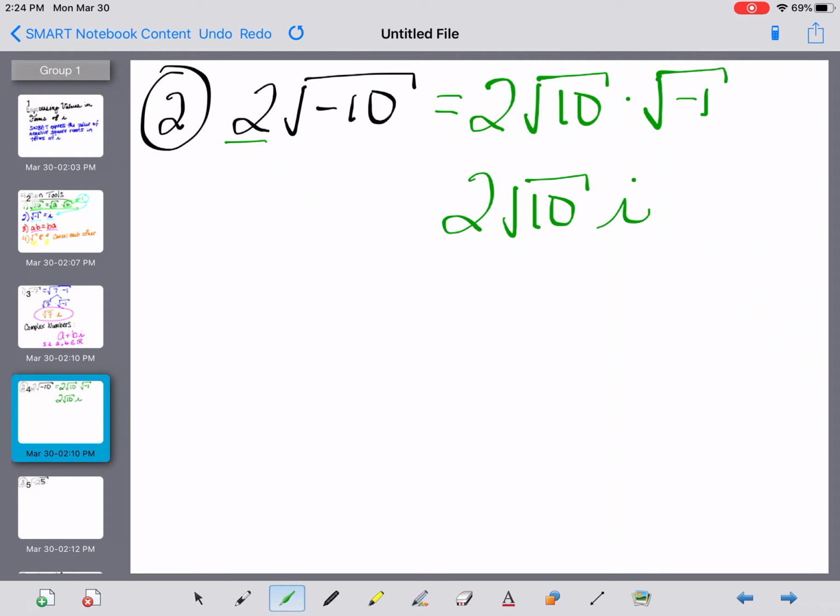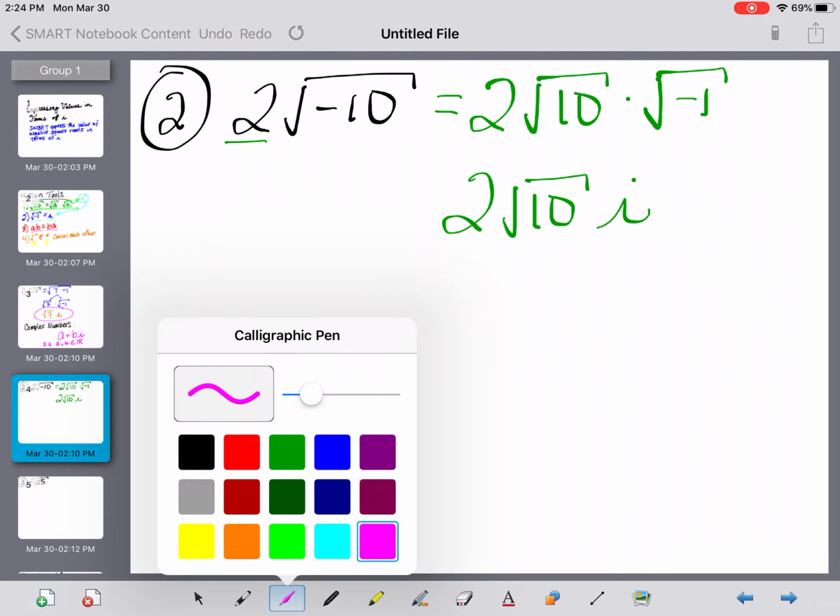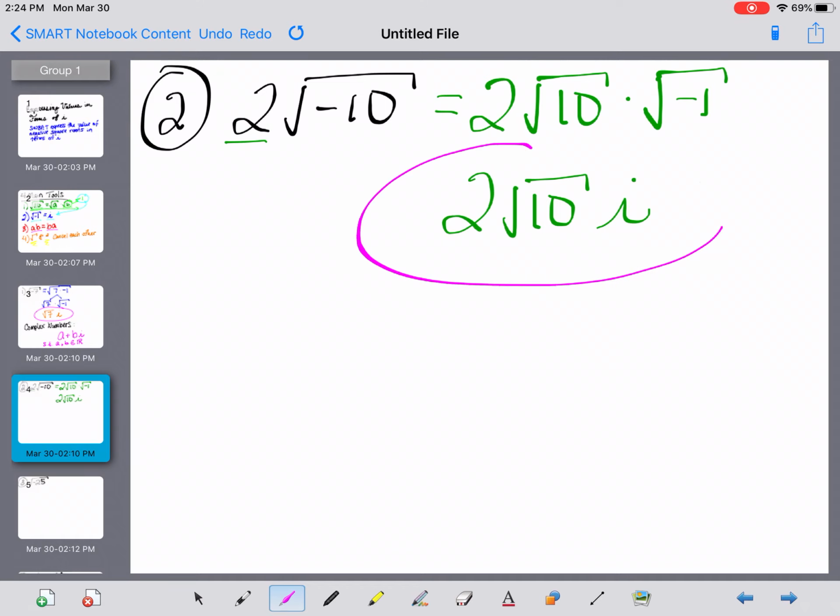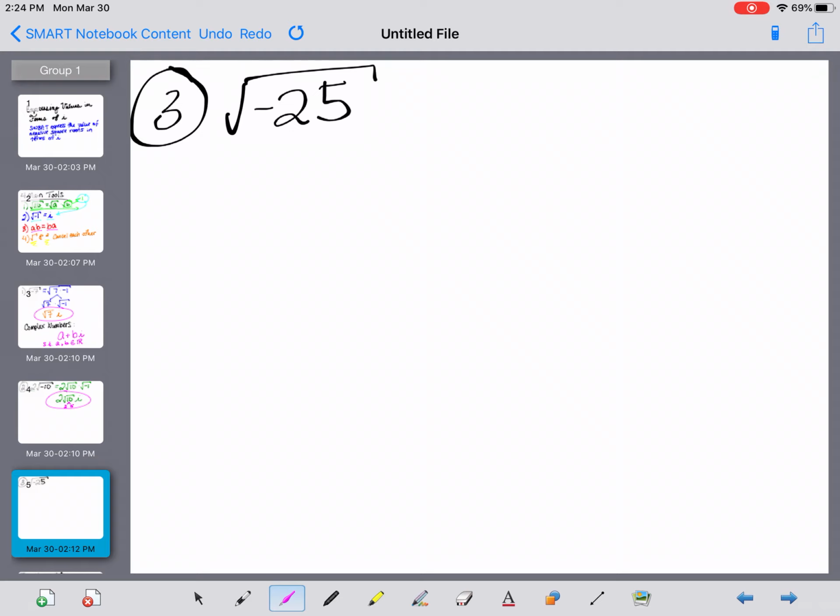Now, if I could take the square root of 10, I would. If I could simplify it anymore, I would also try to do that, but 10 is made up of just 2 and 5. So there were no pairs in there, so everything stays the same. All right, moving on to example number 3.